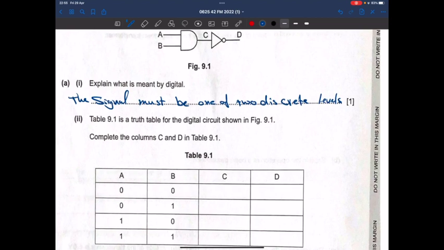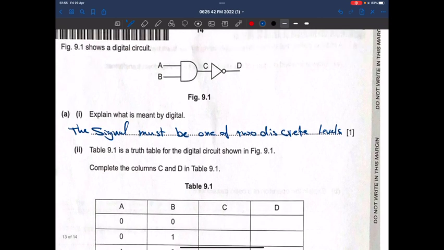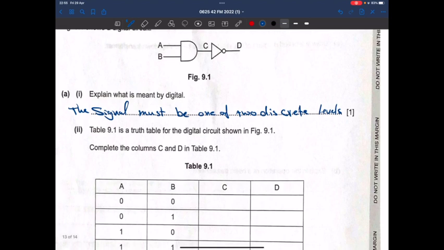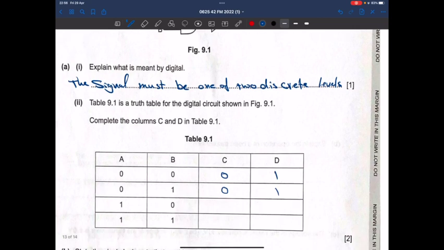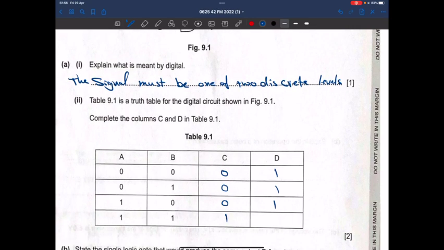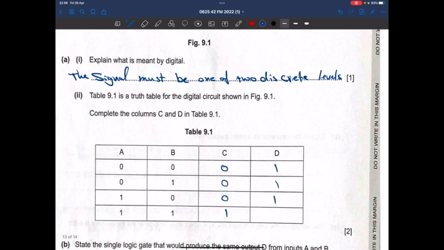So table 9.1 is a truth table for the digital circuit shown in figure 9.1. Complete the columns C and D in the table. If A and B are both 0, the output of AND is 0, and when it passes through NOT, D becomes 1. Then 0, 1 in AND gives 0, and D is 1. Again 1, 0, it's the same, still 0, and D is 1. And 1, 1, so the output C is 1. When it passes through NOT, D becomes 0.